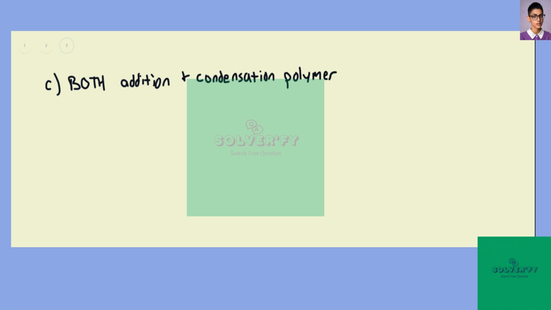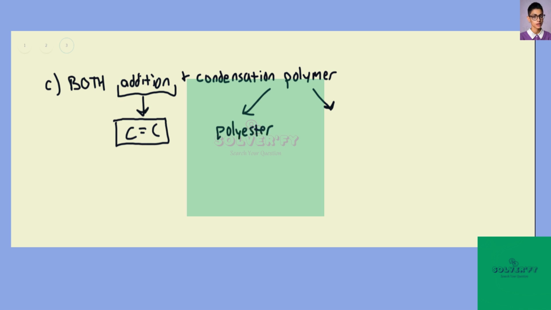And lastly, we need to find the components that could make both an addition and a condensation polymer. So an addition polymer is one that has a carbon-carbon double bond. So regardless of whether we're making a condensation polymer, we have to have that carbon-carbon double bond. Now, there are two different types of condensation polymers. One of them is a polyester, and the other is a polyamide.